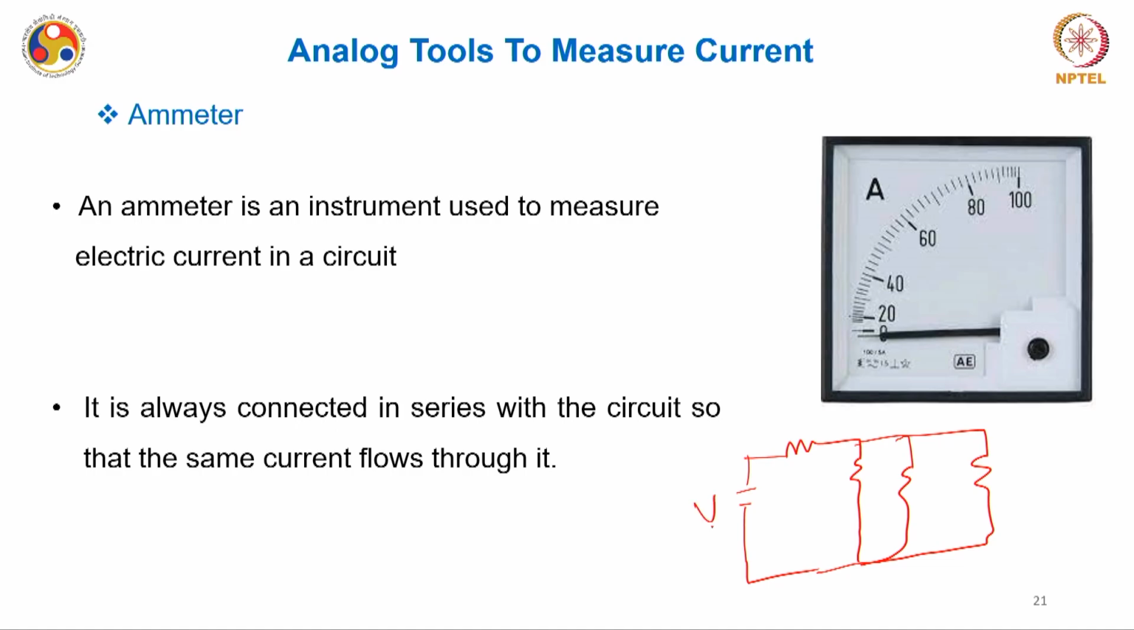Say this is a known voltage source or a battery source, V. This is resistance R1, this is R2, R3 and say R4. I want to measure current I1 which is flowing through this resistance R2. There are a number of ways by which you can measure this current mathematically.